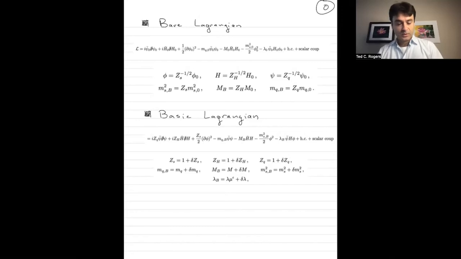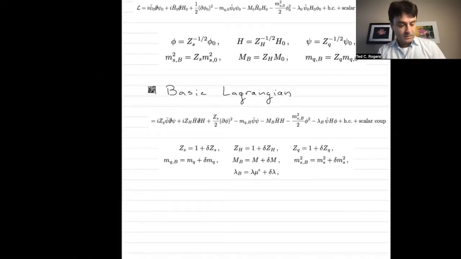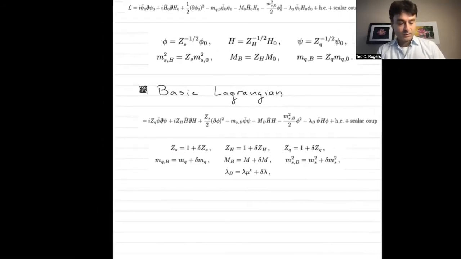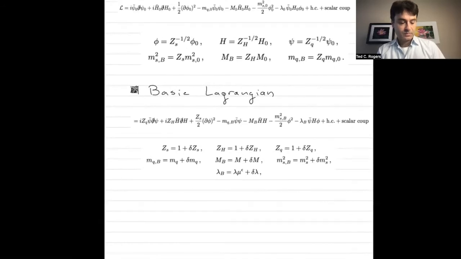The next thing to do is split this Lagrangian into one with couplings and normalizations that correspond to the naive expectation you would have, just how you would start writing down Feynman diagrams, plus a counter term Lagrangian. So the way to do that is to write each of the Z's as 1 plus a delta Z. So these normalizations of the kinetic terms just become 1 plus delta Z, each with the appropriate subscripts.